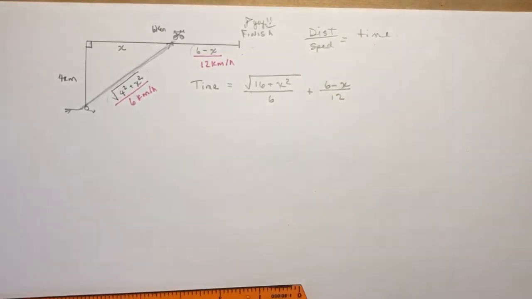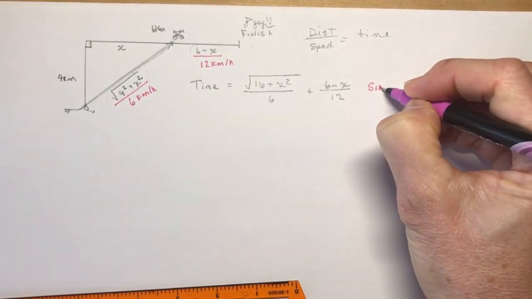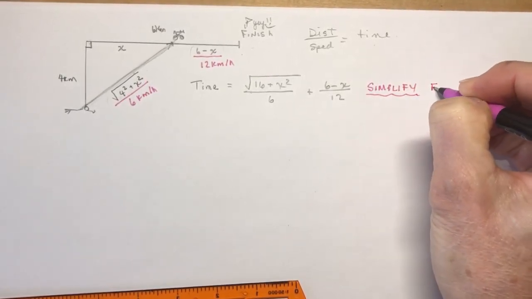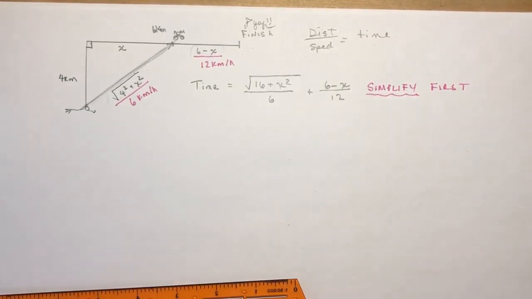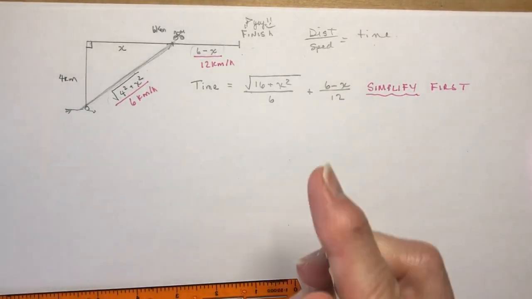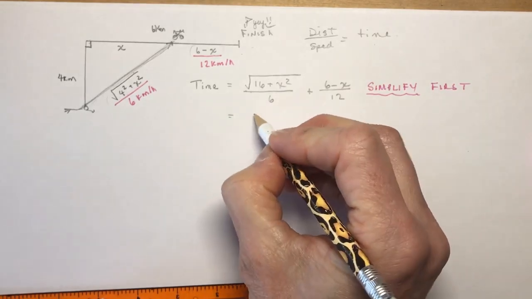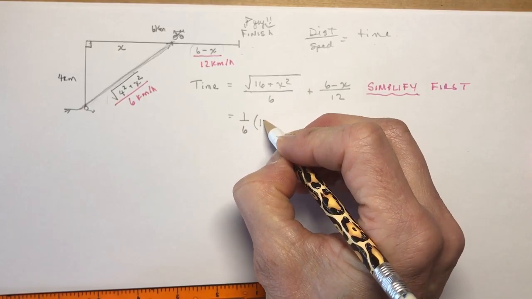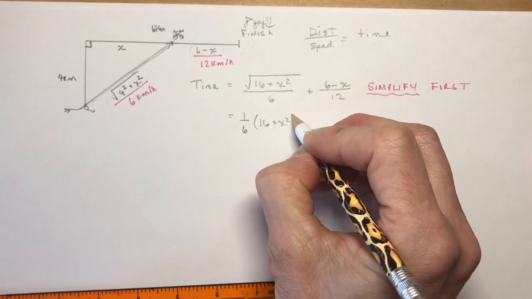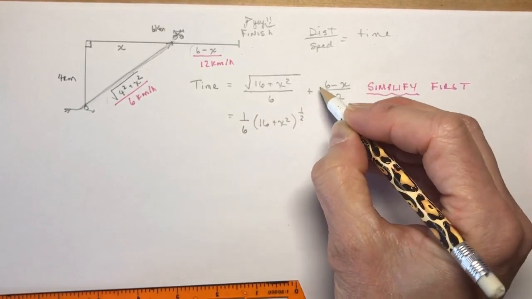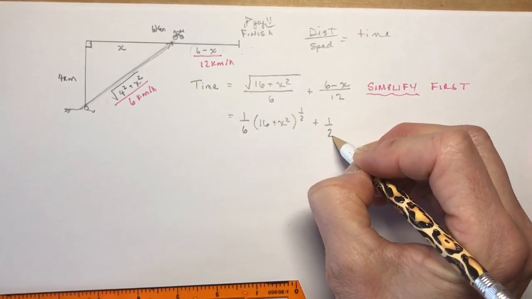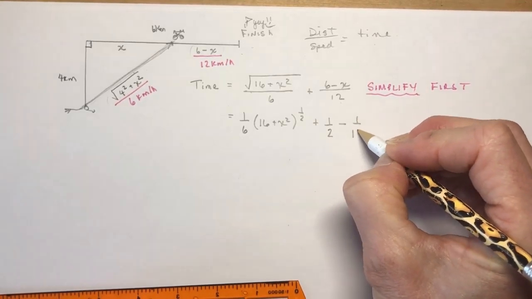Now, before you start this, before you do the derivative, simplify. Let me write that in nice pink for you. Simplify first, because you'll see that there are some things here that we really don't need to be working with. So I write this as 1/6, and I'm going to write what's in the radical sign and raise it to the half power. This I'm going to break into two parts as 6 over 12, or 1 over 2, minus 1 over 12 times x.